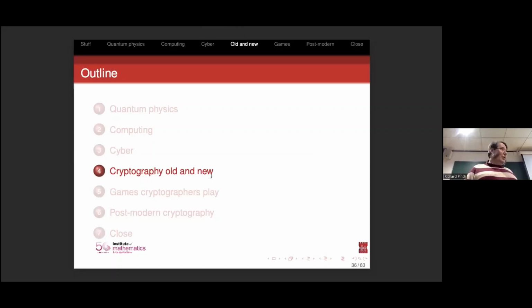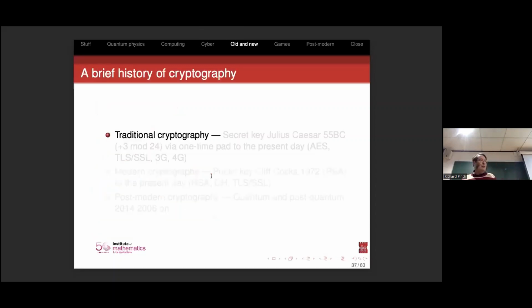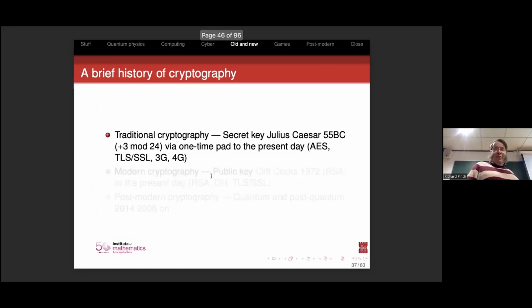The first word in the answer is cryptography. So I'm also going to give you a brief history of cryptography. Very brief. Traditional cryptography, otherwise known as secret key cryptography, was certainly invented before Julius Caesar, and known to Julius Caesar. The so-called Caesar cipher is the famous one: write down the letter three on in the alphabet from the one you mean. It's the state of the art in 55 BC.